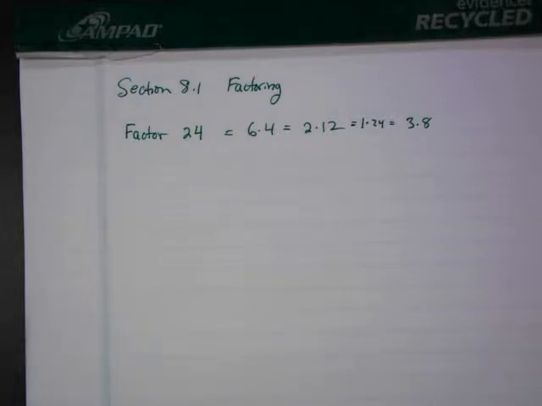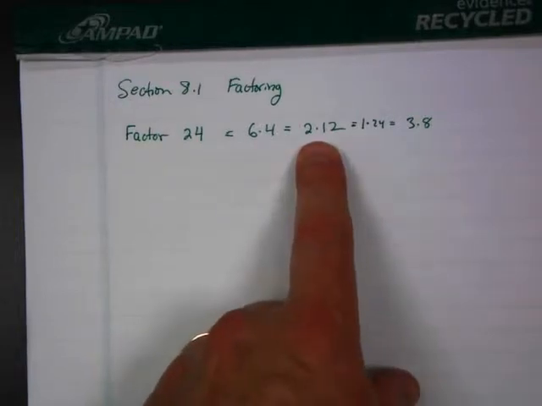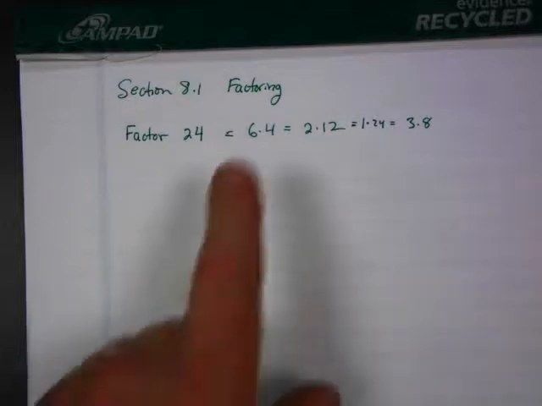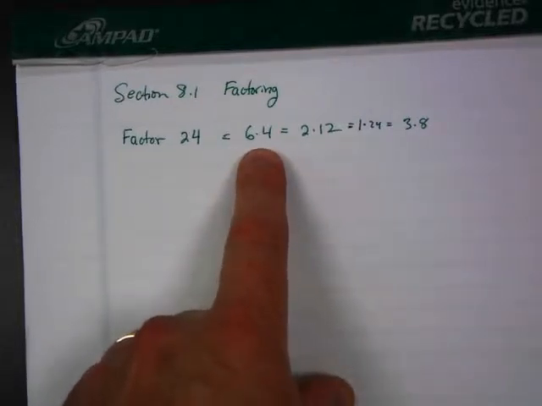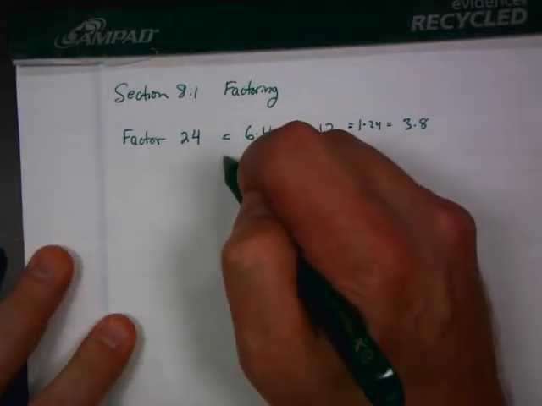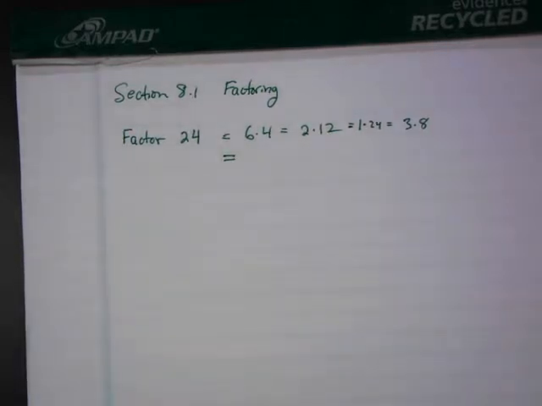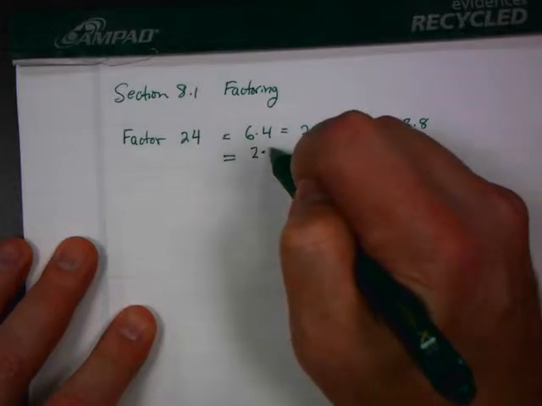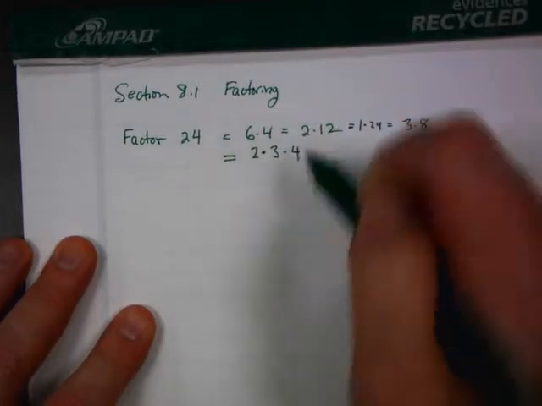12 and 2, 2 and 12, same thing really. Just switch the order. 4 and 6, well, we've got 6 and 4. Same thing, just switch the order. How about 12 squared? No, 12 squared would mean 12 times 12. That'd be 144. How about 2 times 3 times 4?